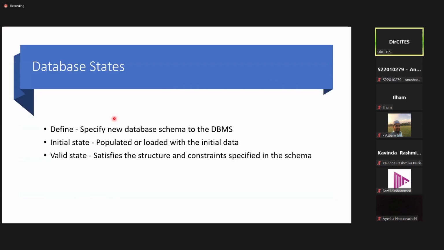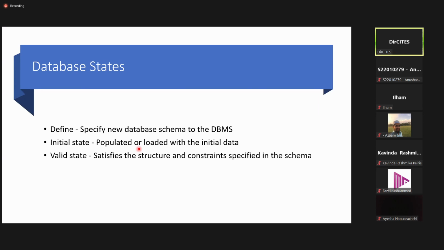Next one, there are three database states. First one is define. Define means we specify a new database schema. Now you know what is a schema. That is the structure of the database. And then initial state means we populate or load the database with the initial data. So based on the database schema we designed, we store the data inside the database. That is the initial state with initial data.